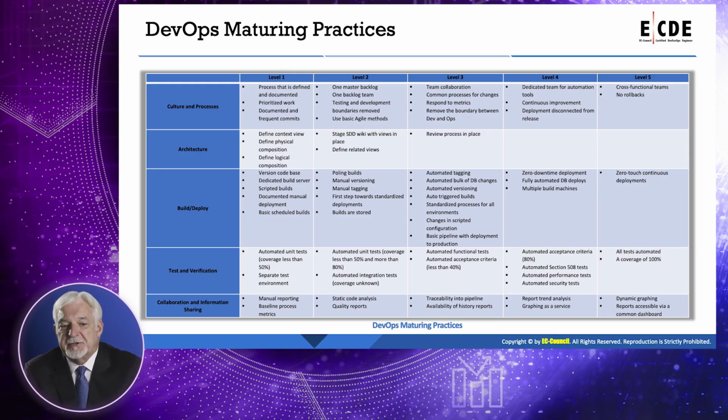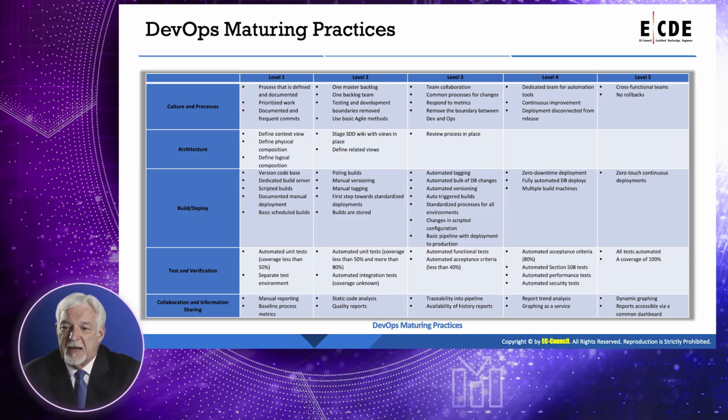When we look at collaboration and information sharing, level 1 is where we have manual reporting and some baseline process metrics. There's not a lot going on as far as that goes. But then we start seeing in level 2, we're picking up static code analysis and quality reports. At level 3 for the sharing, we see traceability into the pipeline and availability of history reports and what's been done. As we mature this up, we'll see reporting on trends and getting to do that analysis. And see graphing as a service.